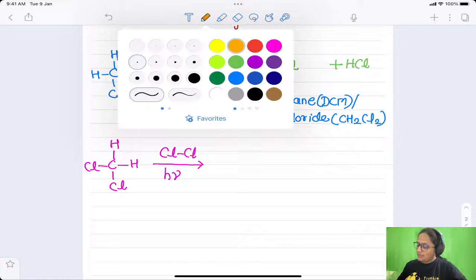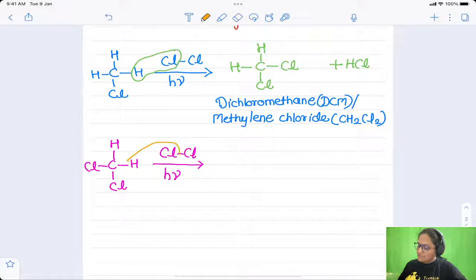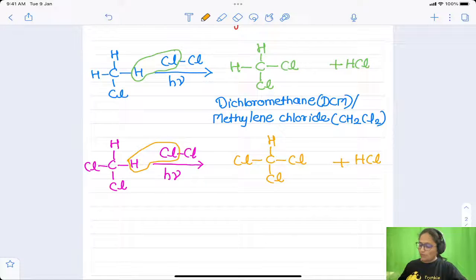Here also the loss of HCl takes place, and one of the hydrogens is replaced by chlorine. So what we are getting here is one hydrogen attached to carbon and three chlorine atoms, right? This compound is called chloroform. Let me first write down its IUPAC name.